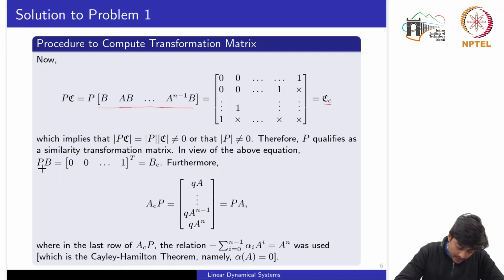If we pay attention to the multiplication of the P and B matrix, we will obtain this, which is nothing but B_C, and the multiplication of A_C into P would result in PA. If you want to go a bit into the detail of the proof of this equation, you need to use some concepts resulting from the Cayley-Hamilton theorem, and the application of that would show that A_C is nothing but PAP inverse.